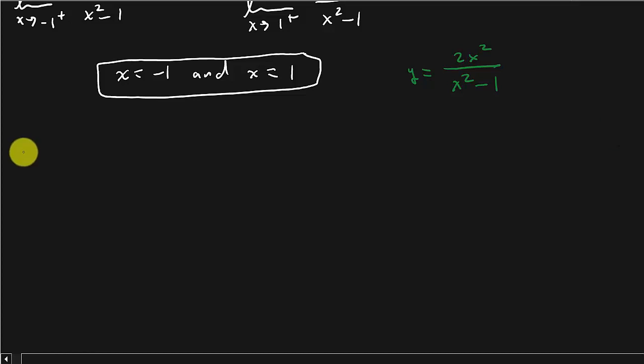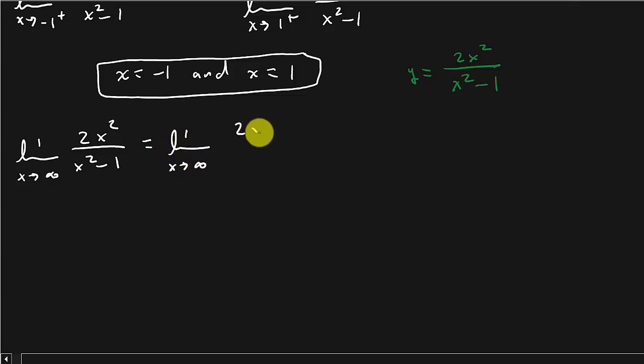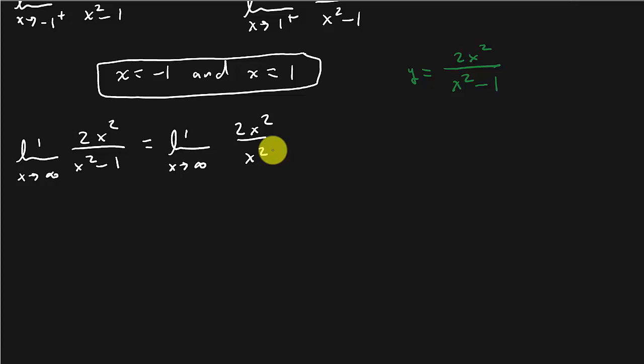So now for the horizontal asymptotes, I want to take the limit as x goes to infinity of 2x squared over x squared minus 1. To take the limit of a rational function as x goes to infinity or negative infinity, we write the limit as x goes to infinity of 2x squared over x squared. You just keep the largest exponent from the numerator and the largest exponent from the denominator. You learned this back when you did limits.